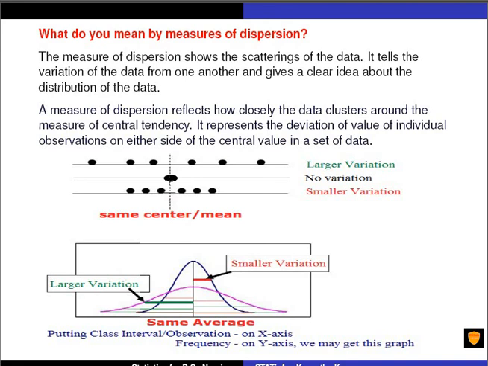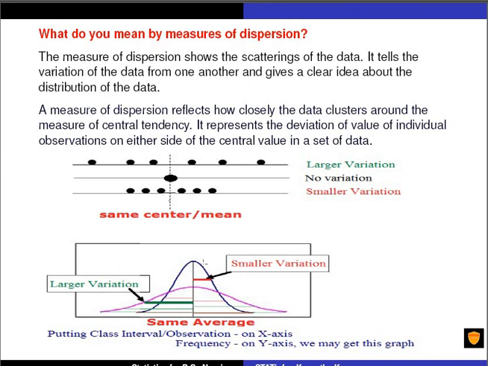If you look at this picture, it will be more clear to you. Now put the class interval or observation on the x-axis and frequency on the y-axis, and we may get this type of graph. If the data has a larger variation, we will get a curve like this. If the data has a smaller variation, we get a curve like this. You can see that this curve is flatter than this one. So if the variation is less, we get a peaked curve, and if the variation is larger, we get a flatter curve compared to this one.